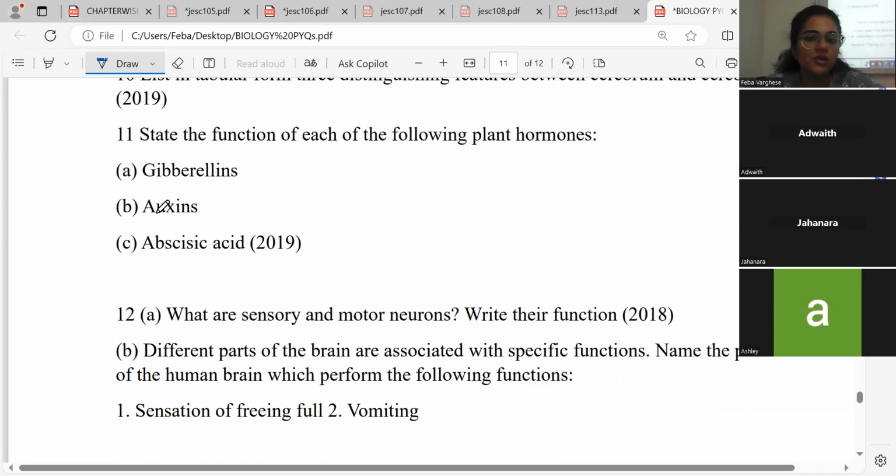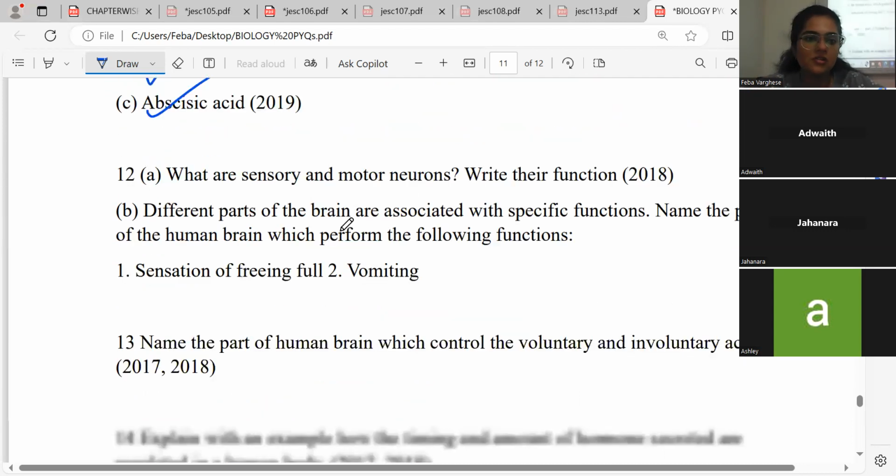State the function of each of the following plant hormones. Gibberellins: increasing the growth of stem and branches. Auxins help in elongation of the cells. Abscisic acid causes the wilting of the leaves. It causes the closure of the stomatal pores. Yes, all of those kind of things.